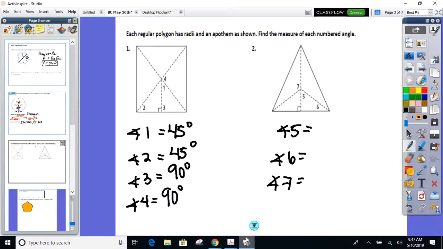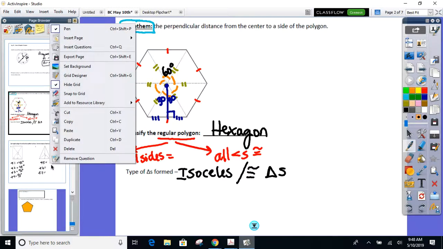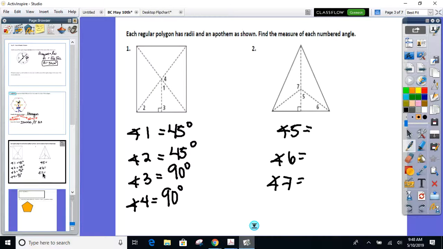I'm going to start with you for angle 7. Angle 7. Remember, it formed 3 angles, right? All adding up to what? Because when I draw the 3 radii in, I formed 3 triangles, right? Just like the hexagon, the angles were congruent and they added to 360. But I don't have 6 of them anymore. I just have 3 of them. 120. Nice job.